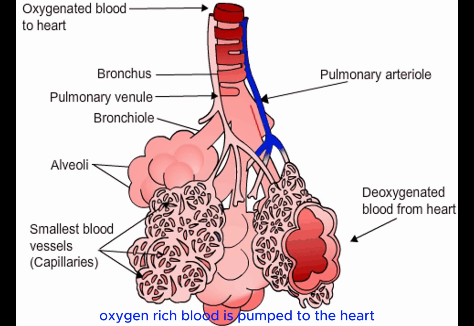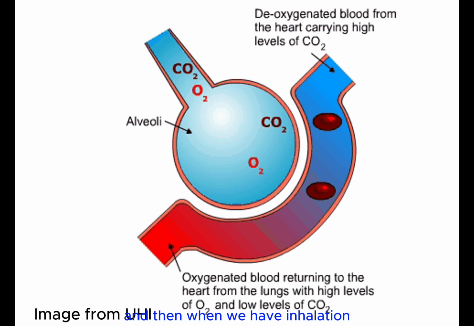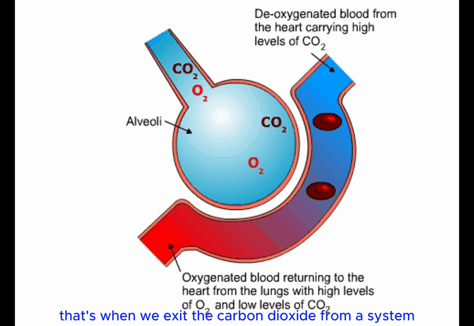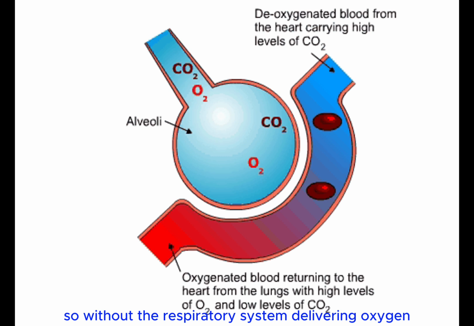Oxygen-rich blood is pumped by the heart to cells all over the body, and this process generates carbon dioxide as a byproduct, which is then carried back to the lungs for removal. And then when we have exhalation, that means breathing out the air, that's when we exit the carbon dioxide from our system after all this process has been done. So without the respiratory system delivering oxygen, our cells won't be able to generate the energy they need for growth, movement, and survival. This connection between breathing and metabolism shows how all of the body systems work together to keep us alive.